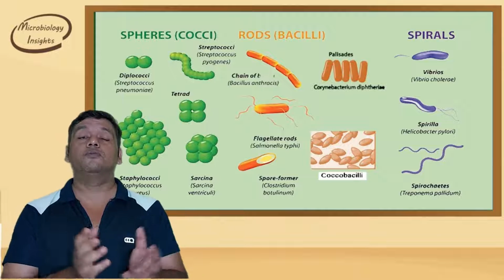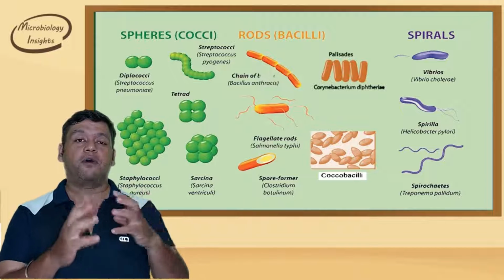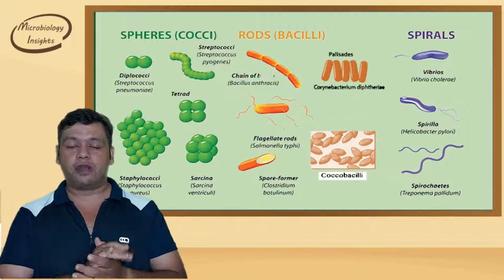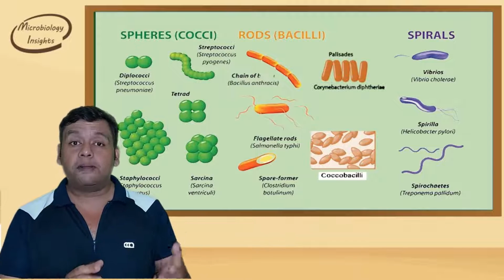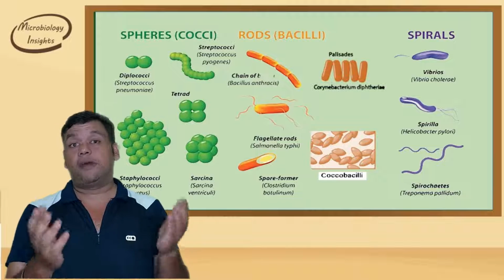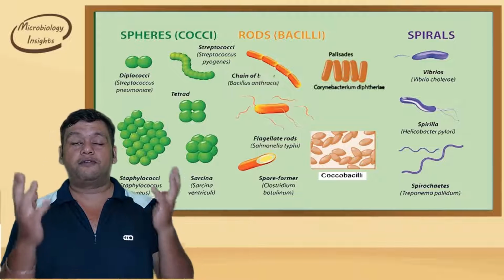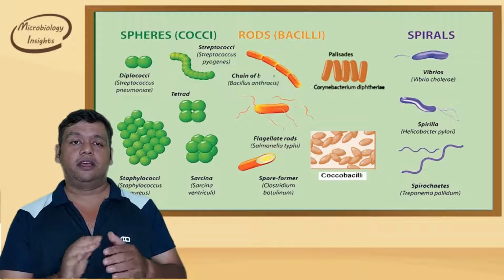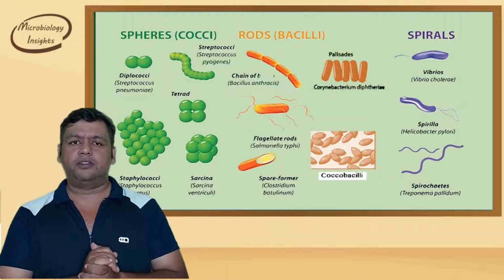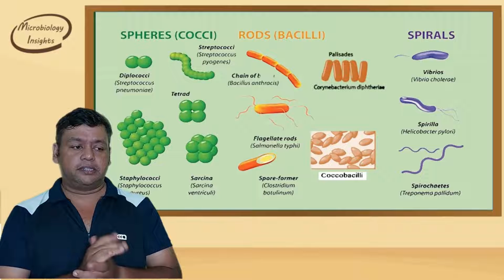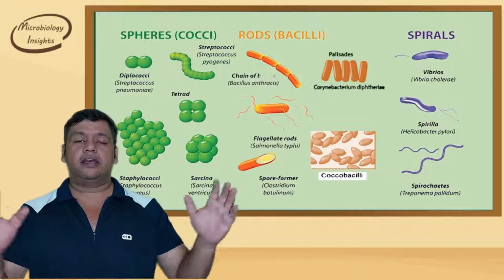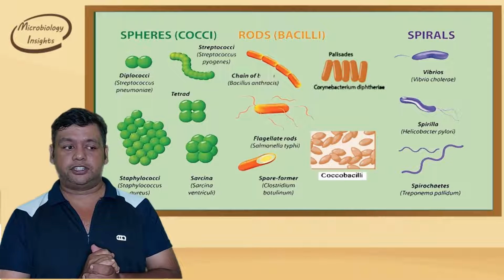You have another group called Coccobacilli. It's a mixture of coccus and rod, an oval shaped structure. One of the typical examples of Coccobacilli is Azotobacter. You all know it is one of the free living nitrogen fixing bacteria. We will discuss nitrogen fixation and its importance later. So this is the classification of bacteria on the basis of shape.